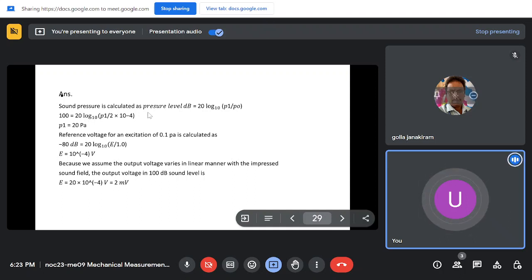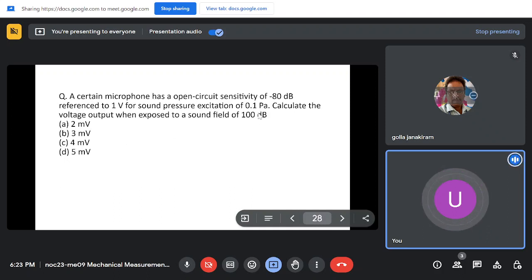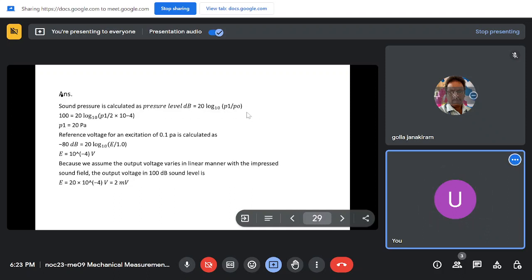So for a P0 value of 2 into 10 power minus 4, we have 100 decibel. We have to calculate the pressure value for 100 decibel. So we know the relation, and we know the P0 value, the standard value, and for 100 decibel we need to calculate the pressure. From pressure we will calculate how much voltage it will generate. So for 100 decibel, the P1 value will come out to be 20 pascal.